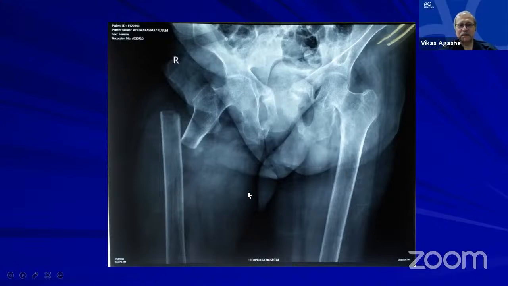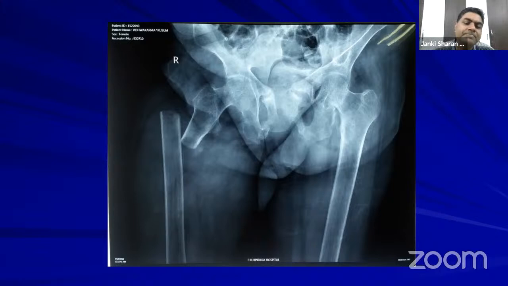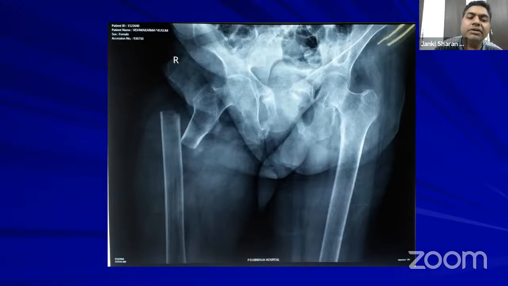Anything else you see in the pelvis X-ray? Someone mentioned ischial tuberosity fractures. Do you agree with that or disagree with that? Do you see anything else? If anyone has an answer, you can raise your hand also so that it will be easier for us.